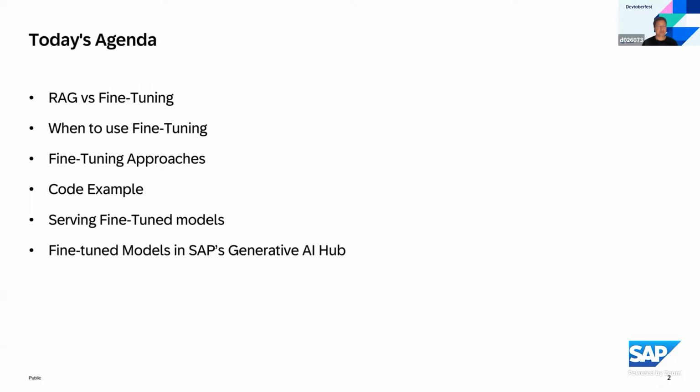The topics we are going to cover today are, first of all, a comparison between two approaches, RAG and fine-tuning. Then we want to see where it is appropriate to use the fine-tuning approach. There are also different flavors of doing the fine-tuning, which has implications, and we will take a look at the pros and cons of the different flavors of fine-tuning. I also want to show you a code example that you can run on your own laptop because it is using a small model and can be run locally, and you can try out fine-tuning your own model.